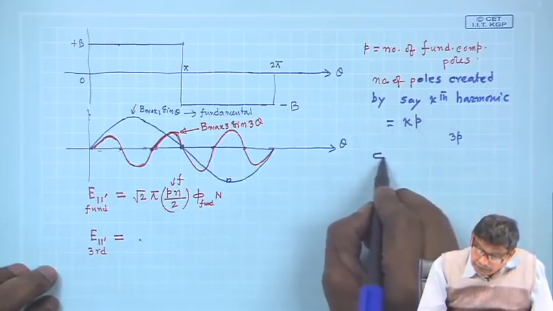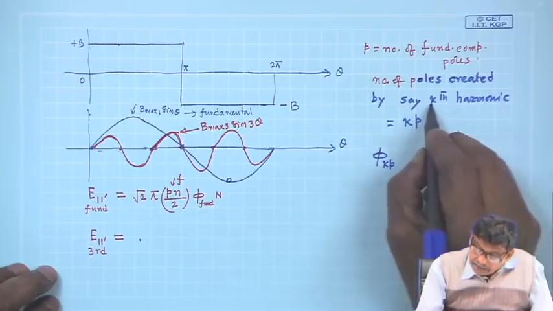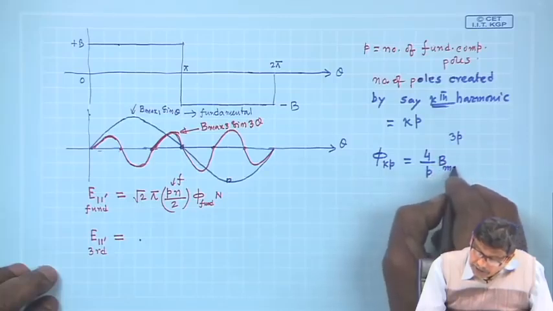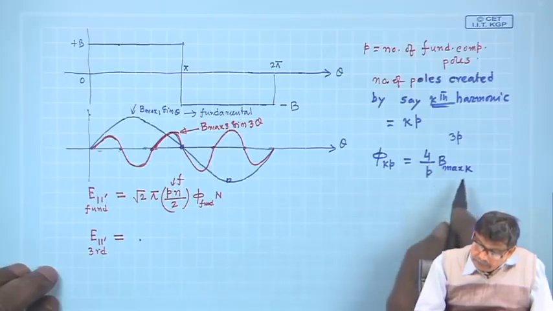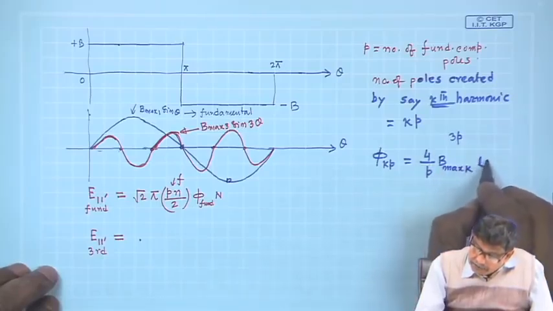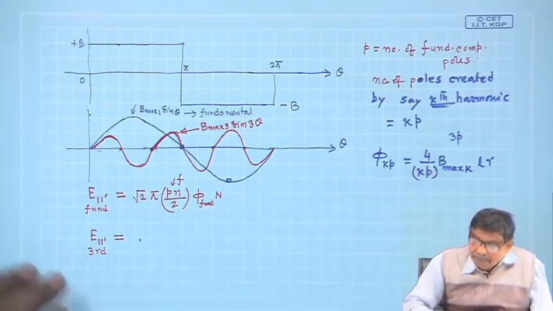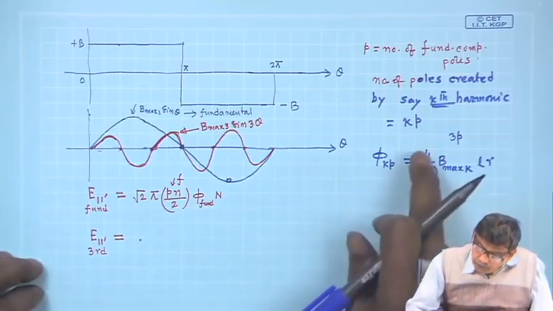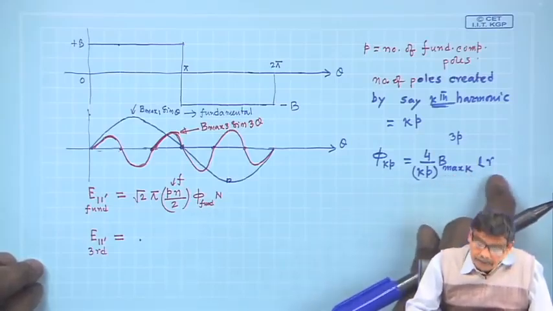So, to calculate the flux per pole for Kp, any order harmonic, it will be 4 by P, B max of that component, into Lr, but P in this case is Kp. The number of poles has increased. Therefore, 4 by Kp into B max K into Lr.